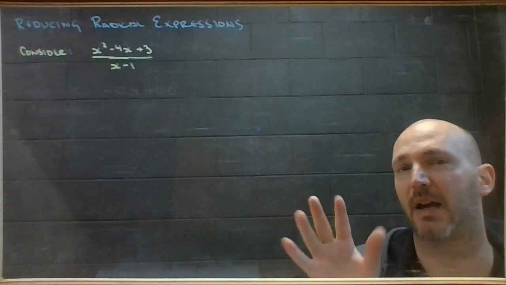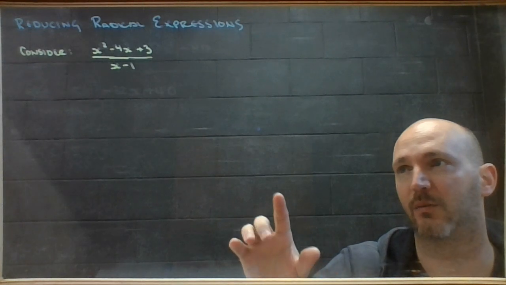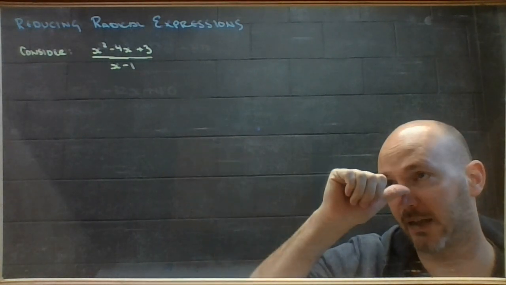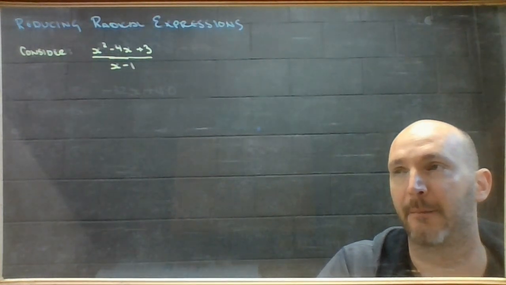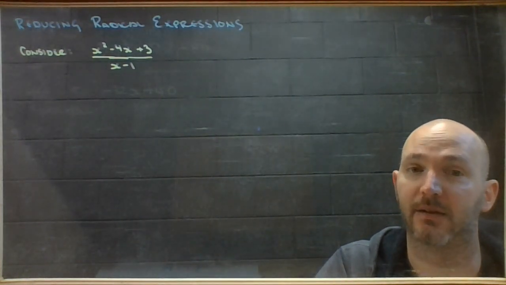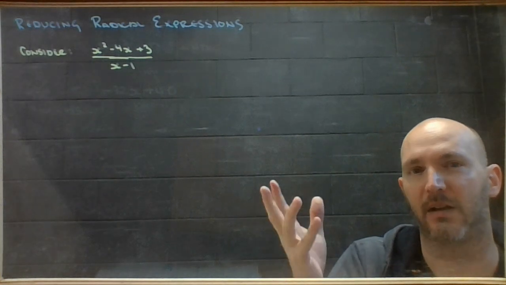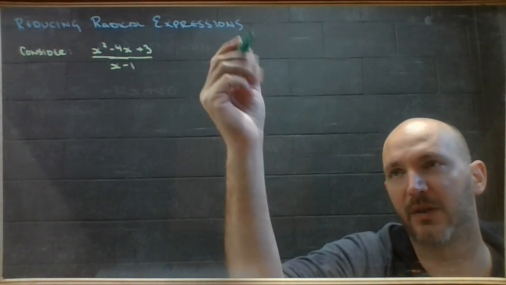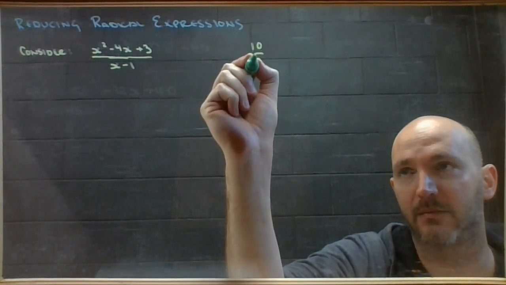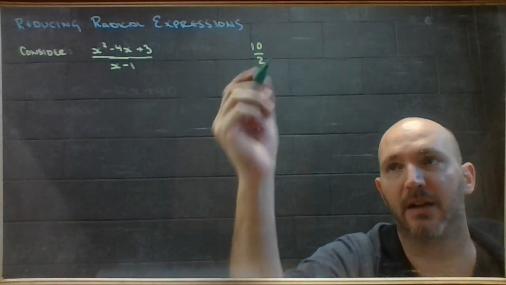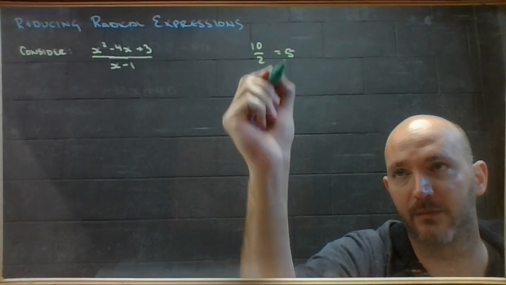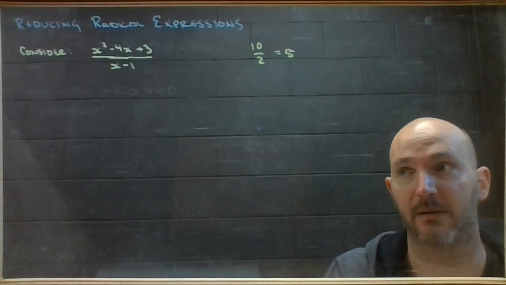So the task here today is, when I look at this, it's got x's and x squareds and all sorts of things all over the place. And I'm wondering if I can simplify it. So when you have a division like this, right, you don't want to leave it as 10 divided by 2. You want to actually do the division if you can.